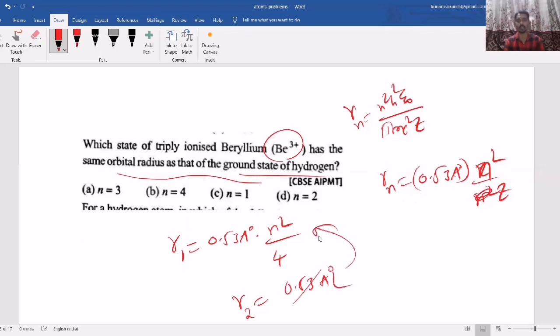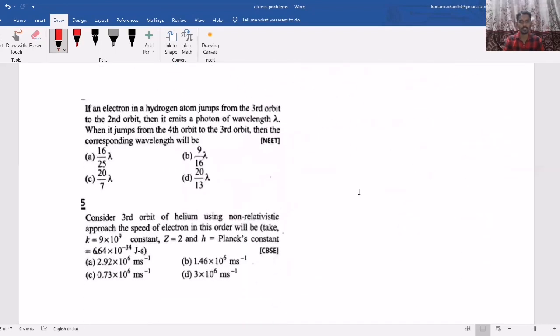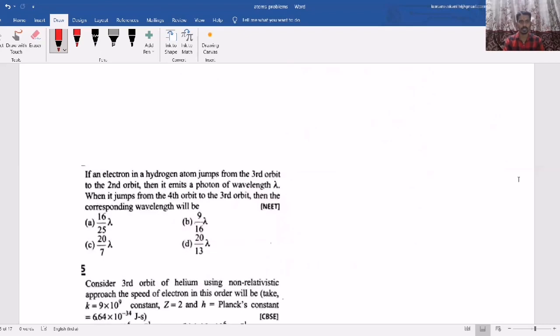So if you equate, 0.53 and 0.53 will get cancelled. So n square by 4 equal to 1, so n square equal to 4, then n equal to 2. So like this, between two different atoms also, they may compare the values. They can give questions based on that also.